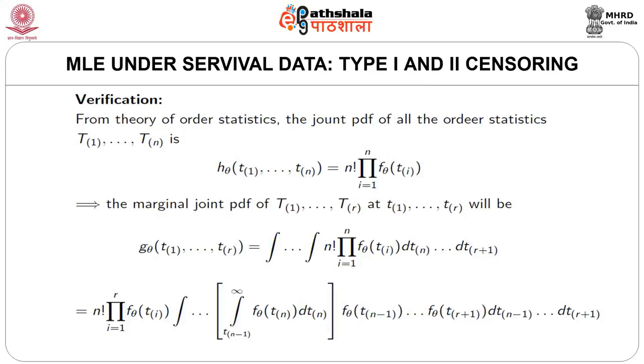g_theta at t_(1) up to t_(r), and that can be obtained by integrating n! into the product over f_theta(t_i) with respect to t_(r+1) up to t_(n). That is equal to n! into the product over i from 1 to r of f_theta(t_i) times the integration with respect to t_(r+1) etc. up to t_(n) of the PDF f_theta, and that is equal to n! times the product over i from 1 to r of f_theta(t_(i)) times the integration of the PDF f_theta(t_(n)) with respect to t_(n), and the dependent range should be taken as t_(n−1) to infinity.